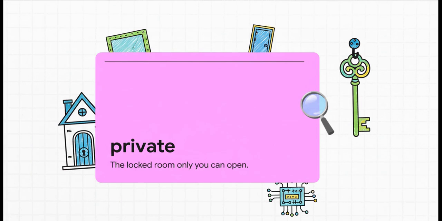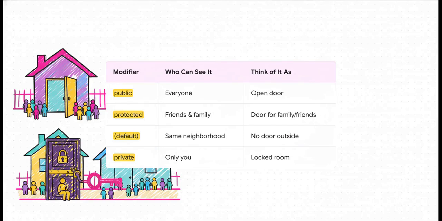And finally, the strictest one of all, private. This is basically your personal diary, locked in a safe. Only you, meaning only the class itself, can get to it. Nobody else gets a key, period. No exceptions. So here they are, all lined up. Public is the open front door. Protected is for family and friends. Default is just for the neighborhood, and private is your own locked room. You can really see how the access gets tighter and tighter as you go down the list.